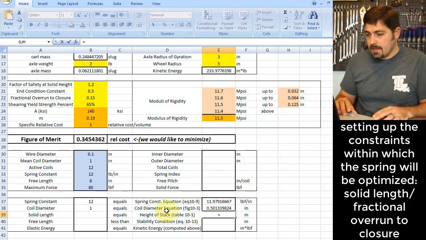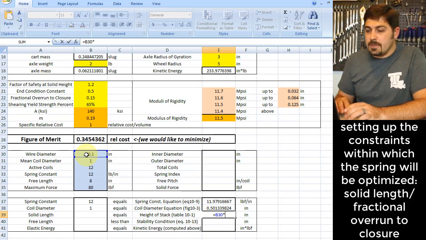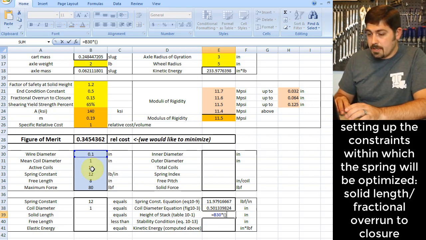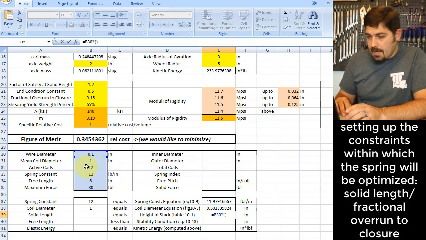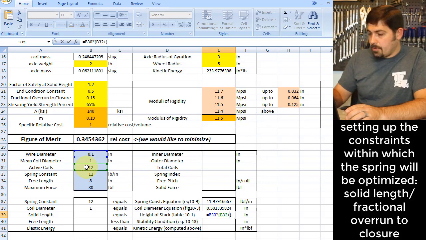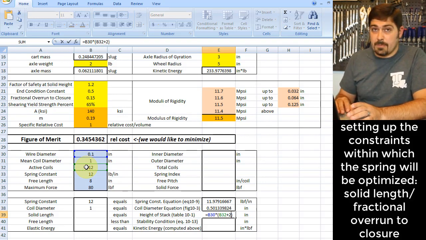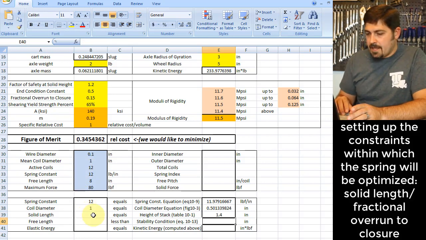Okay, so that part is relatively simple. We just say wire diameter times the total number of coils, and that is just going to be equal to the number of active coils plus 2, based on table 10.1. Okay, so that's the height of the stack.